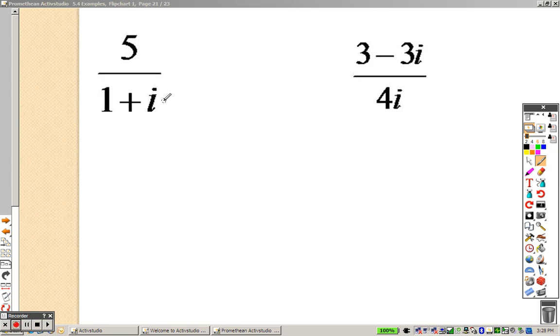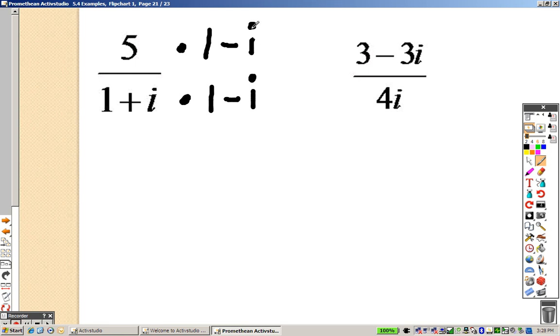Finishing off here. Remember I always said you can't have roots in the denominator? Well, you can't have i's in the denominator either. So to get rid of i's in the denominator, I need to multiply the top and the bottom by something. And to do that, here's what I'm going to do. I'm going to multiply by the opposite here. Instead of 1 plus i, I'm going to multiply by 1 minus i.